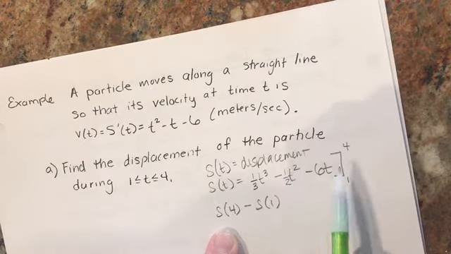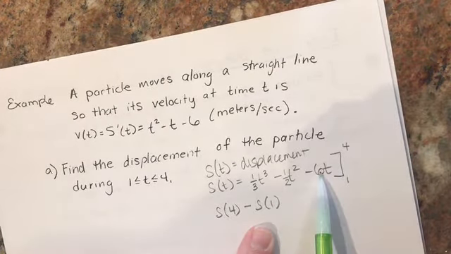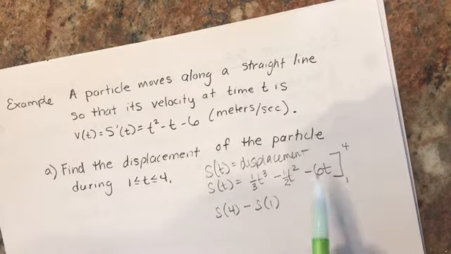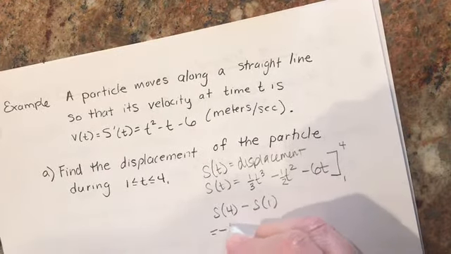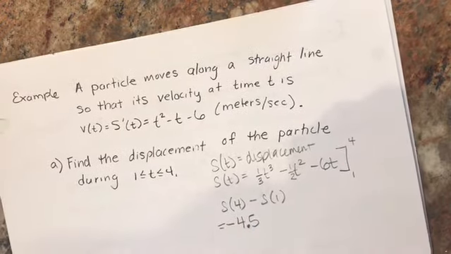So you just plug 4 in here and plug 1 in here, and I'll save you guys a little bit of time. It ends up being a negative number, negative 4.5. Now what does that mean?